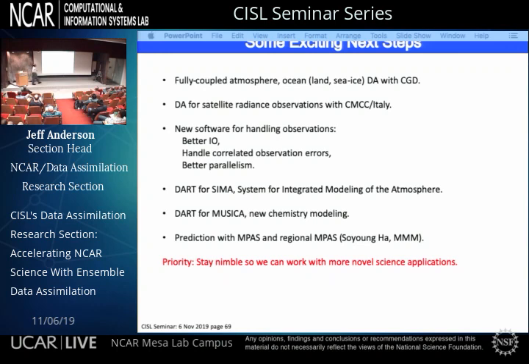Some projects coming up. I already talked about coupled, so we're going to go to new types of fully coupled assimilation for the Earth system with CGD. Satellite radiance observation, so that's looking at exactly what the satellite sees when light comes back up. We need a capability for that. Jeff's going to be leading that project. We're going to develop new software to handle observations. Right now, in particular, we can't handle correlated observations very well, and that is a hot topic in improving data assimilation.